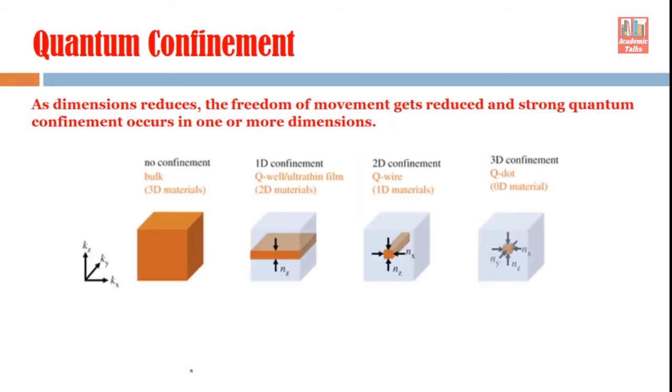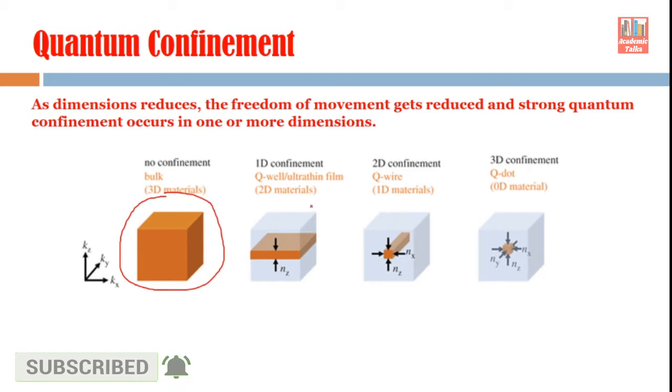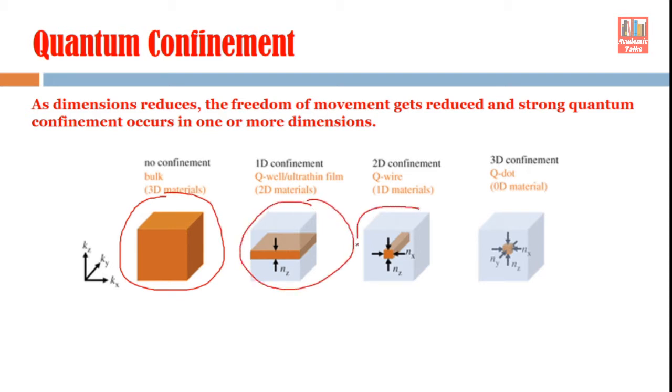In the last lecture we also discussed the three different kinds of confinement. First is a 3D material, or a bulk material, then this is a 2D material, and then this is a one dimensional material where 2D confinement is there, and the last one shown here is a 3D confinement, or zero dimension material, because it's confined in all three directions. The free movement of carriers is not allowed in all three directions.